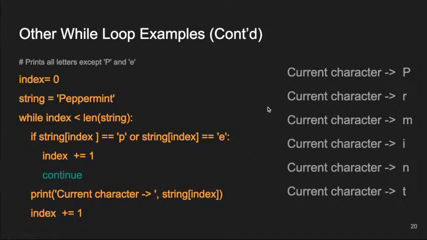When you try this code, you should get this type of result, where your current characters are capital P, then small r, then M, then I, then N, then T. But the small letter e and the small letter p in peppermint should not display.